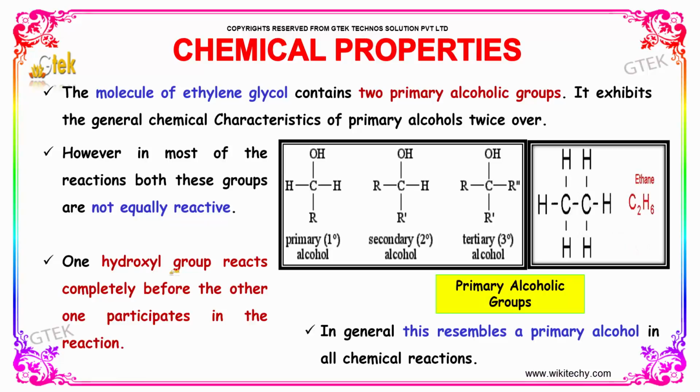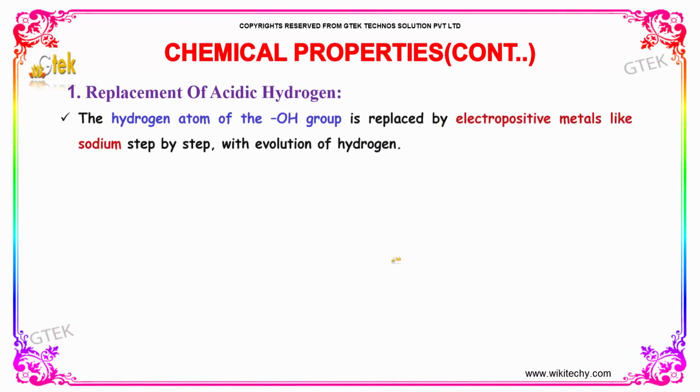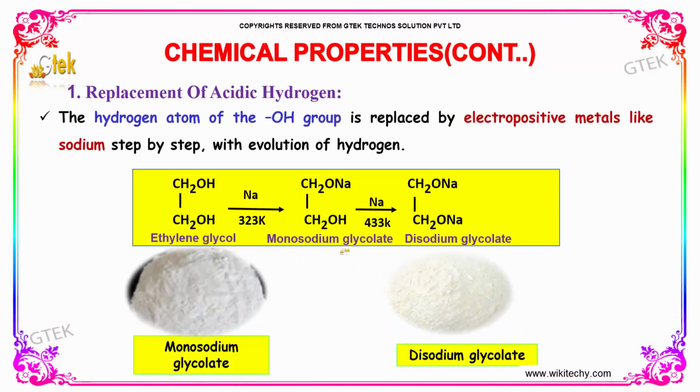One hydroxyl group reacts completely before the other. One participates in the reaction. In general, this resembles a primary alcohol in all chemical reactions. The first type of chemical property is the replacement of acidic hydrogen.